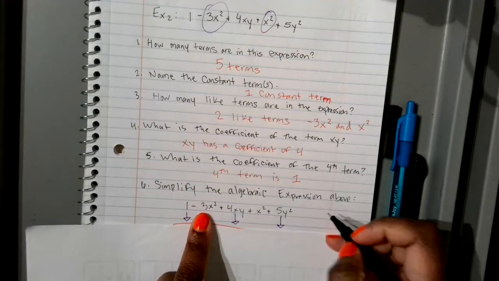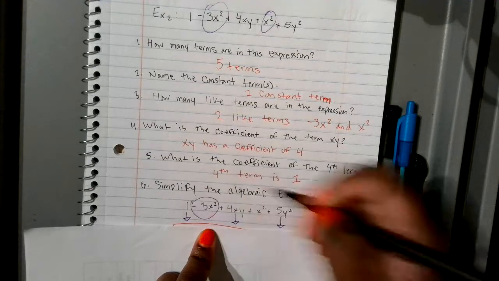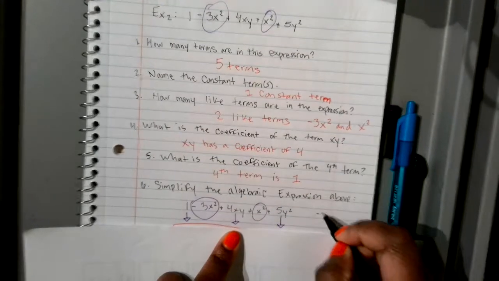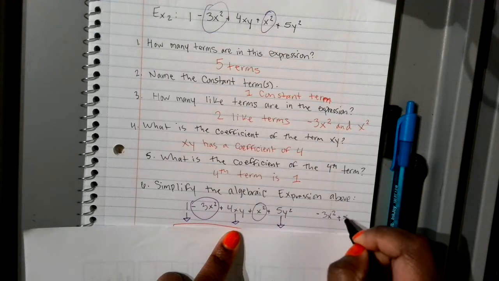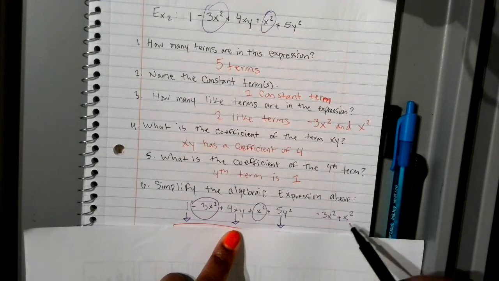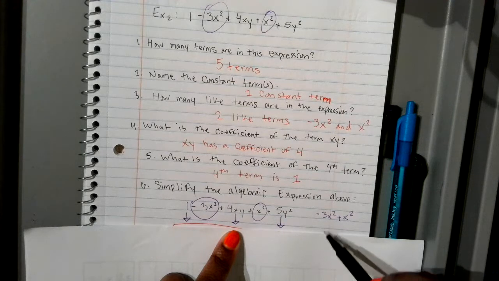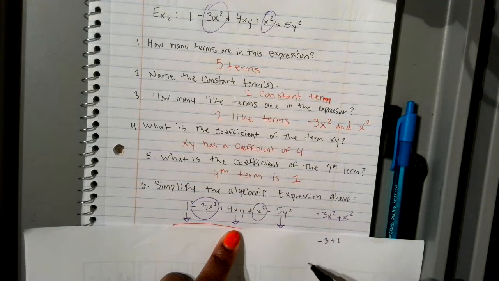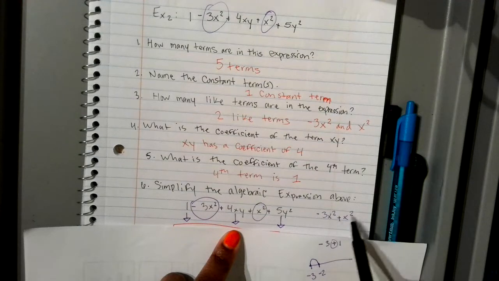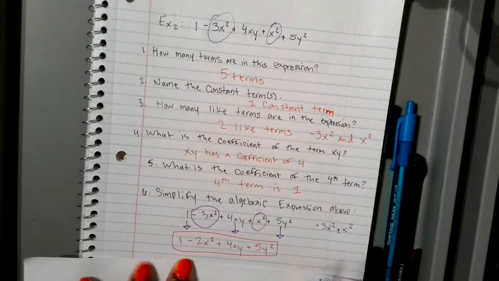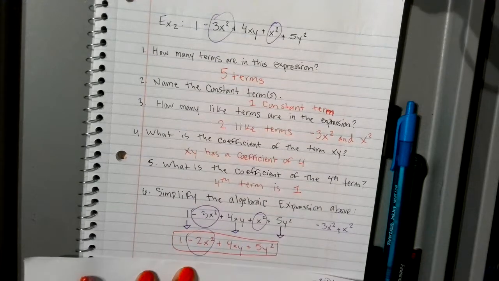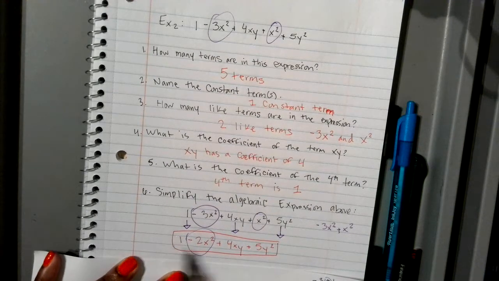Now to combine negative 3x squared and x squared, that means negative 3x squared plus x squared. Now I'm going to look at just the coefficients. Negative 3 plus 1 on a number line. If this is negative 3, to add, I have to go to the right. Plus 1 will give me negative 2. So when I combine negative 3x squared and x squared, I get negative 2x squared. And this is our simplified algebraic expression.